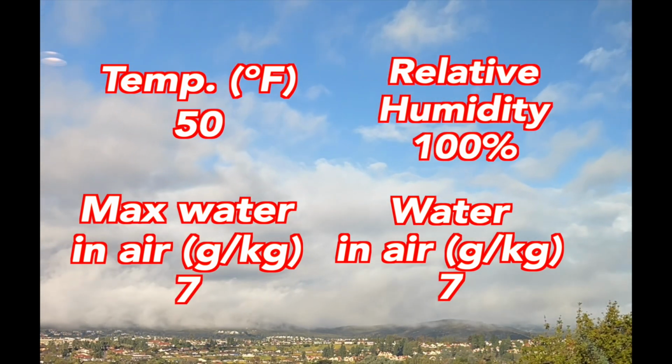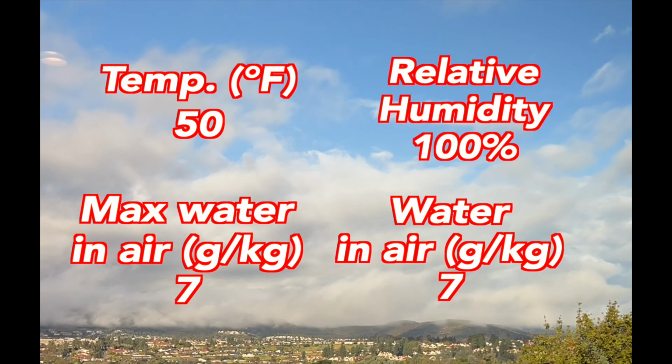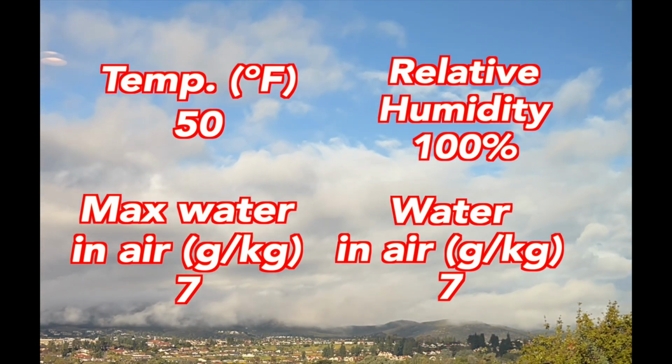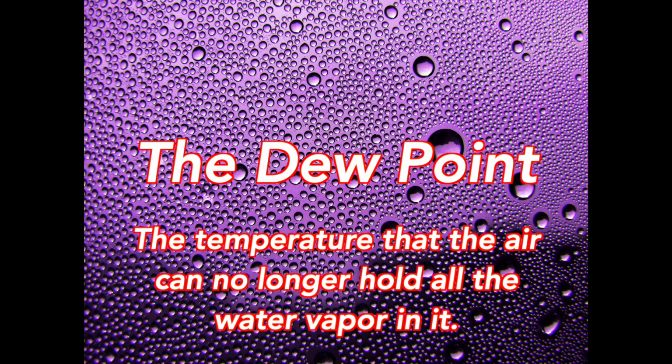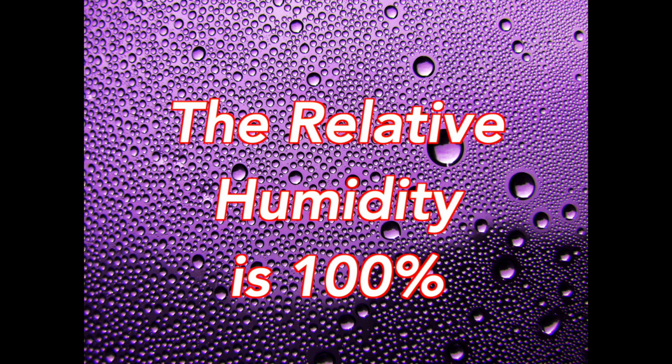And here, something happens, because at 50 degrees, the air can only hold 7 grams of water vapor, and that's what's in it. You have reached the dew point, the temperature that the air can no longer hold all of the water vapor in it, and the relative humidity is 100%. So what becomes of this water vapor? Well, it begins to condense and turn back into a liquid.